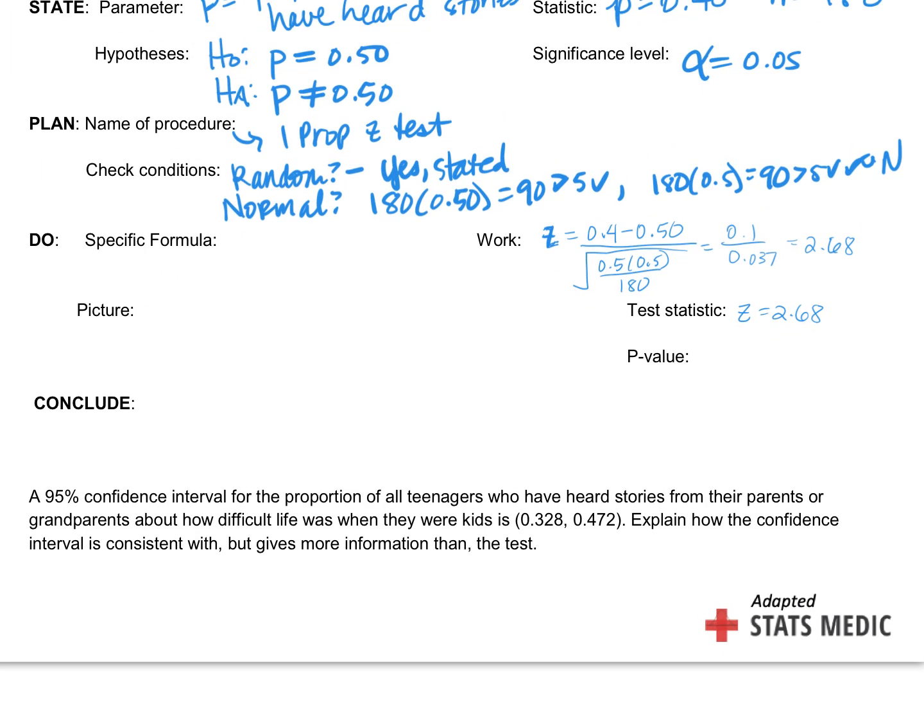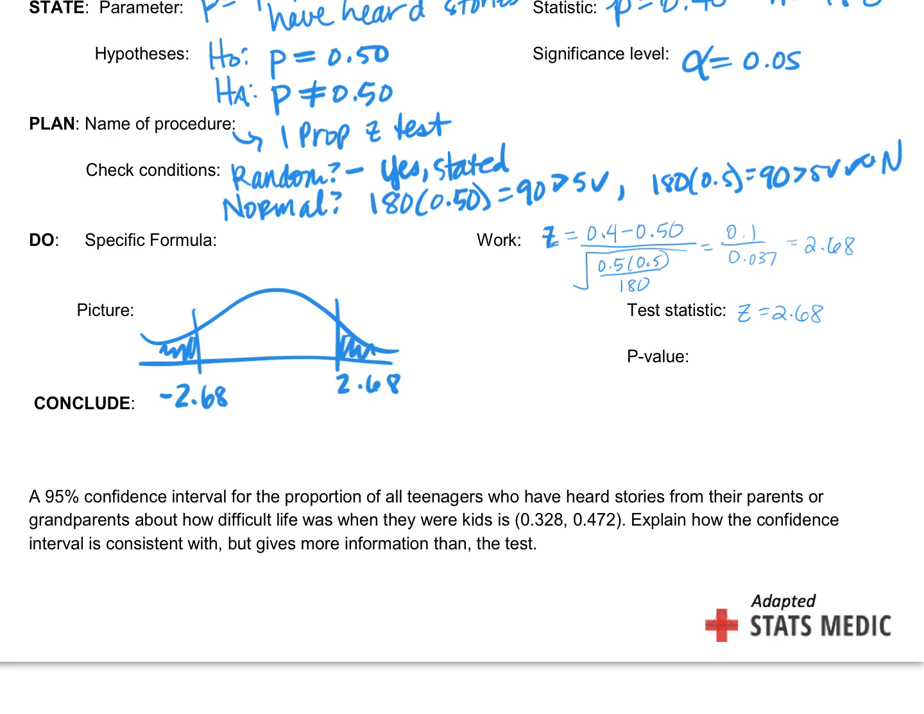Now, the picture. This is a two-sided test, right? Notice our test statistic is positive, right? So that makes it on the right side. Now, it's all symmetrical. So if it's positive on the right, what is it on the left? Negative. So you can just make it negative over here. And it's a two-sided test, and I want the sum of this area and this area.